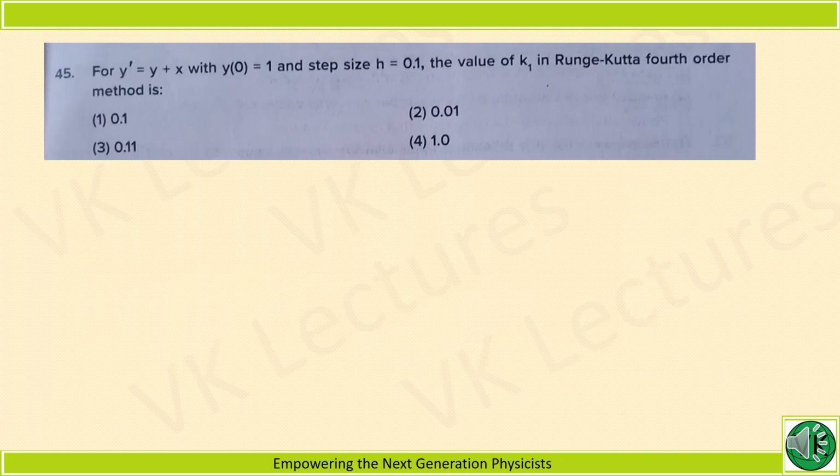For y dash equal to y plus x with y of naught equal to 1 and step size h equal to 0.1, the value of k1 in the Runge-Kutta fourth order method is, the answer is option 1, 0.1.